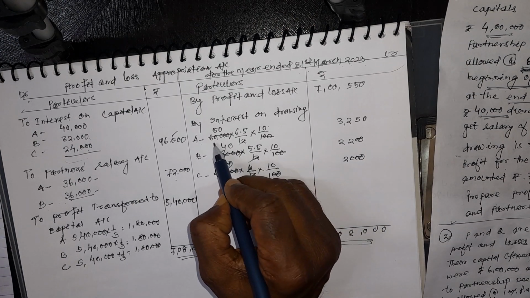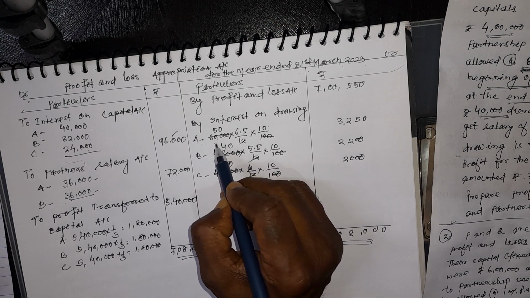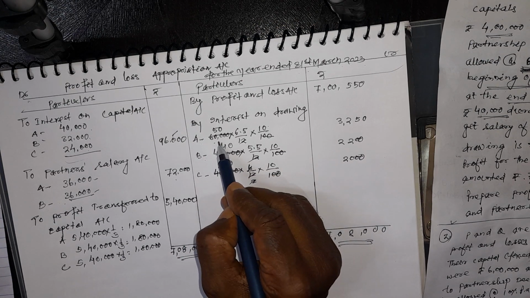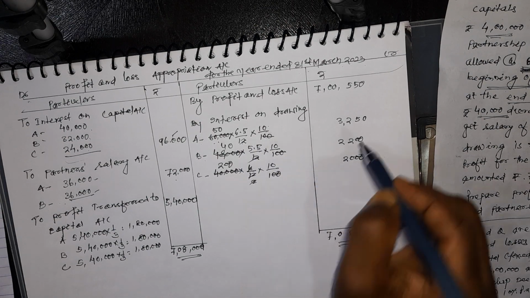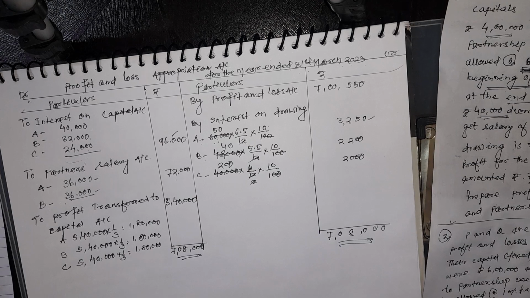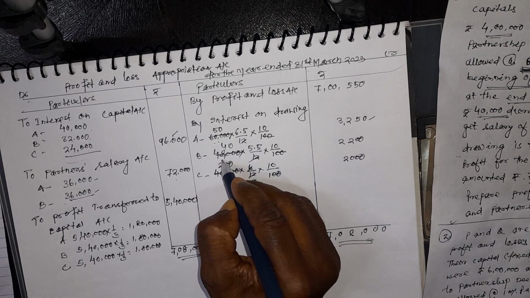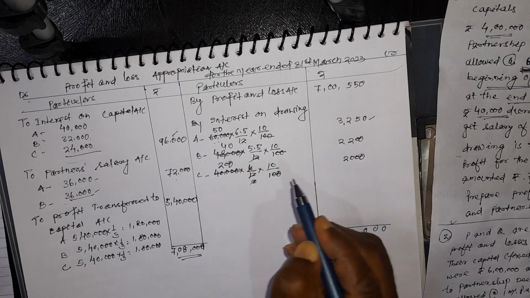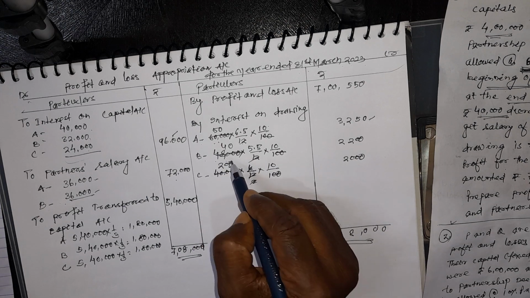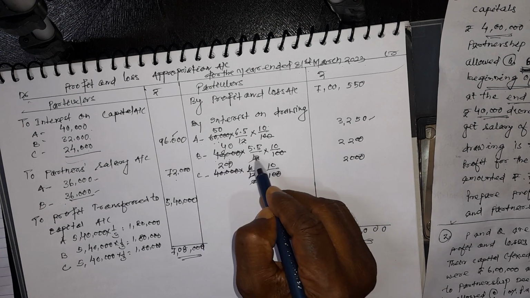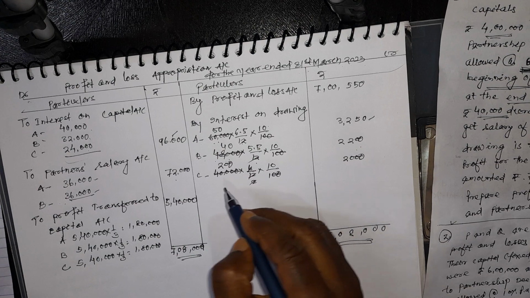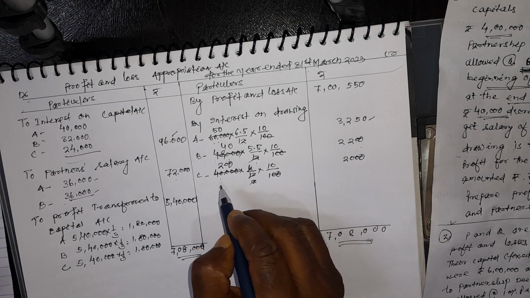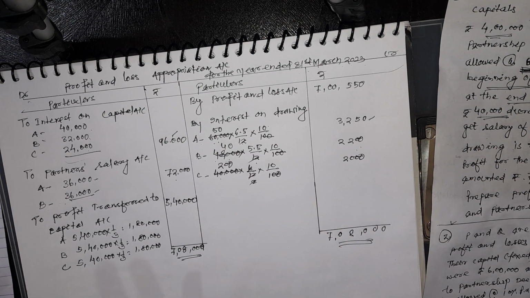So A withdraws 5,000 at the beginning of each month. So 5,000 into 12, that is 60,000, average period 6.5 by 12 into rate of interest. So 3,250. B withdraws 4,000. So 4,000 into 12, 48,000, into average period 5.5 by 12, into rate of interest. It will be 2,200. Clear? And C draws 40,000 during the year. That means total amount.